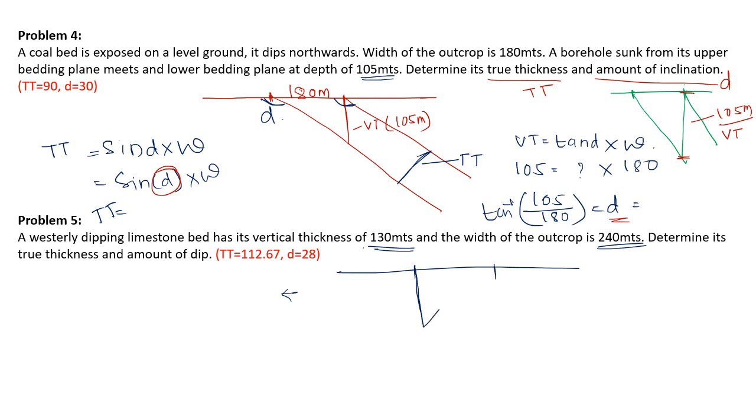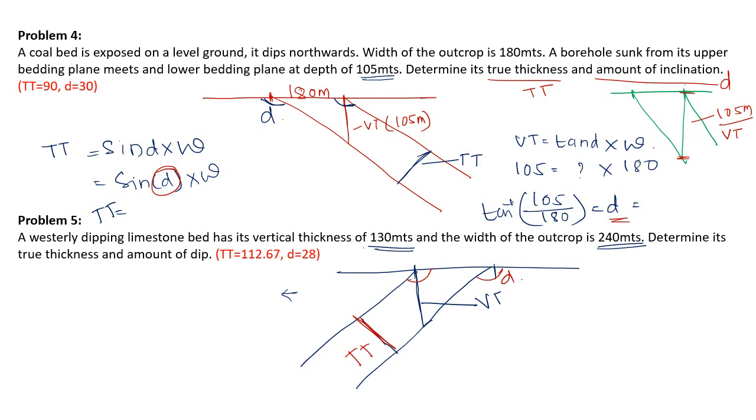I'll join this part, and downwards I'll extend. In the same way, parallelly I'll draw a line here. We already know VT. This distance, if you measure, you will get TT also. If you measure this angle, you will get D also. In the same way, with the formula also you can solve these problems.